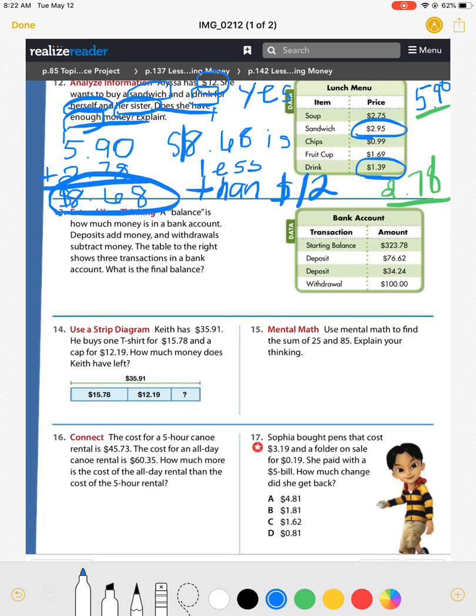I want you to do 14, 15, 17, and let's do 16 together. The cost for a 5-hour canoe rental is $45.73. The cost for an all-day canoe rental is $60.35. How much more is the cost of the all-day rental than the cost of the 5-hour rental? So let's look back at that information.